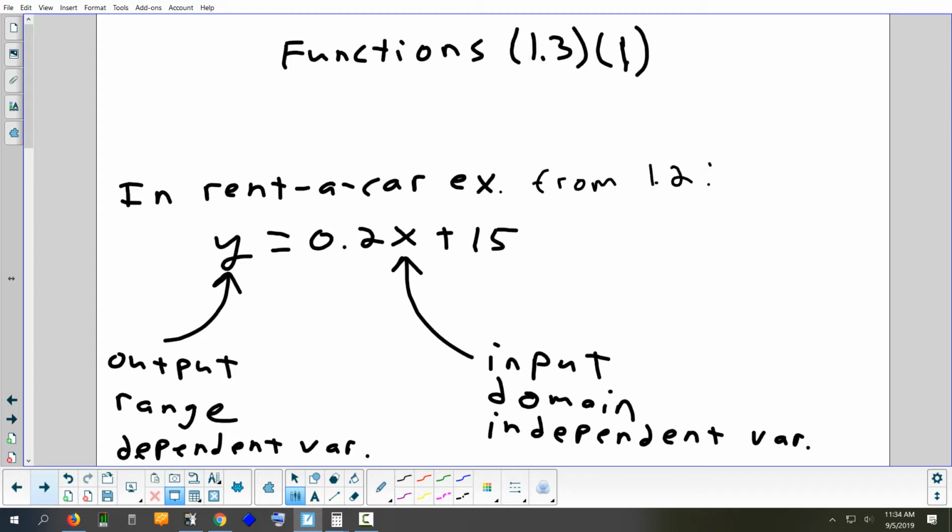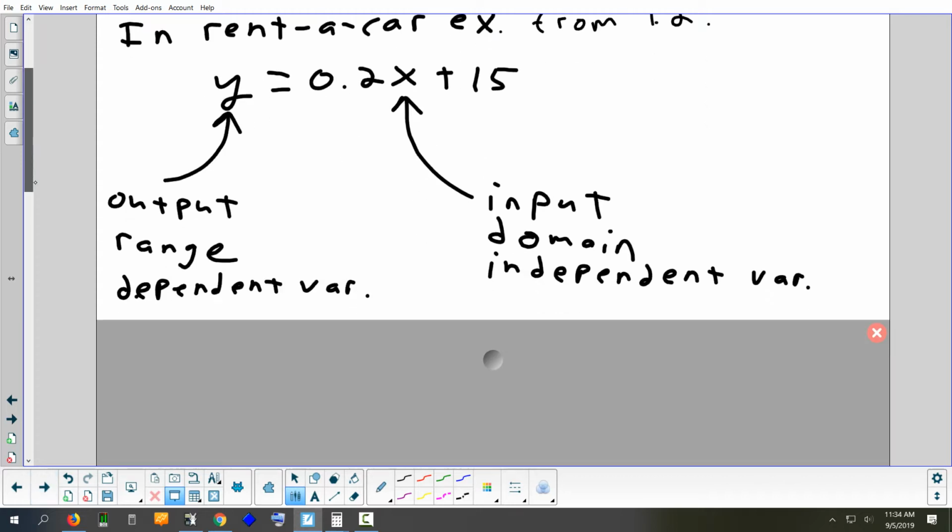And another word they also use is domain. Now the y, that's your output. You plug something in, and then you get a result. That's your output, that's the y. That's called the dependent variable, or also the range. Okay, so just different terms for the same thing.